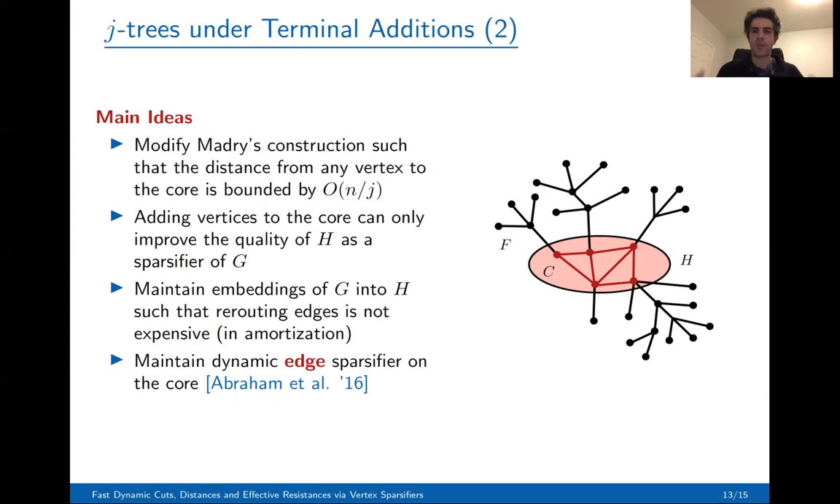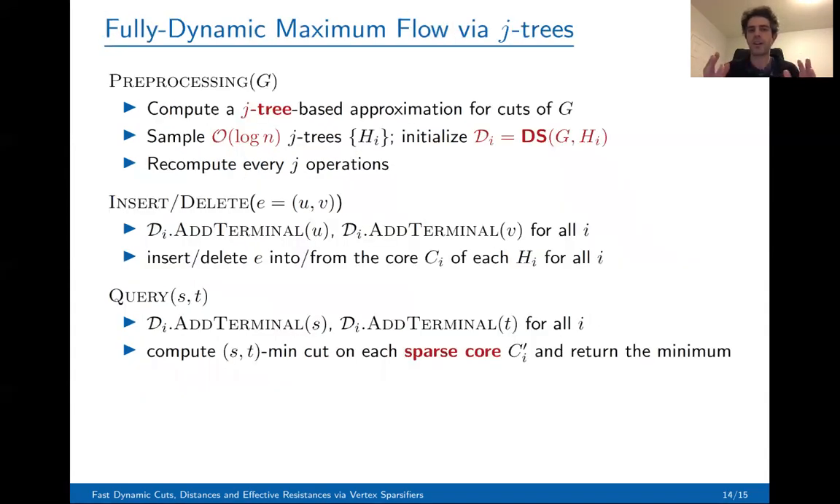So now once we have this J tree result, and we can add terminals to J trees, the fully dynamic algorithm for max flow is very easy. It starts by computing a J tree based approximation for cuts, and this you do by Madry's algorithm and our modification. And then you sample log n J trees from this distribution. And for each of them, you maintain our data structure, which allows you to insert terminals as the data structure runs. And then you recompute this every J operations.